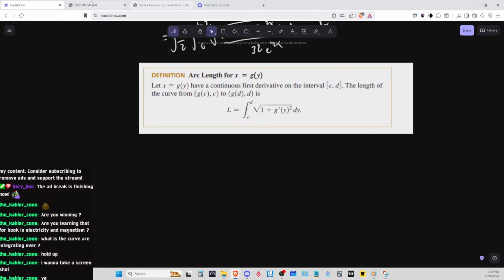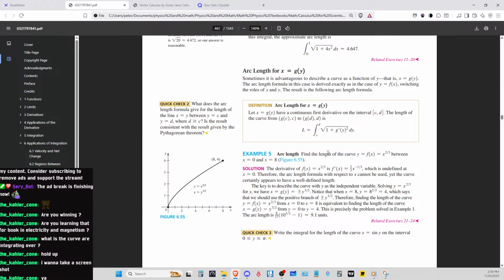Okay, so find the length of the curve between, okay, so how is this different? The solution? Zero, therefore the arc length formula with respect to x cannot be used, and yet the curve appears to have a well-defined length. The key is to describe the curve with y as an independent variable.